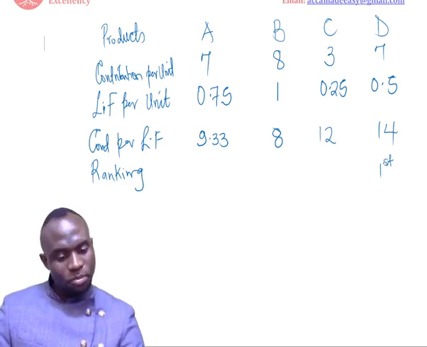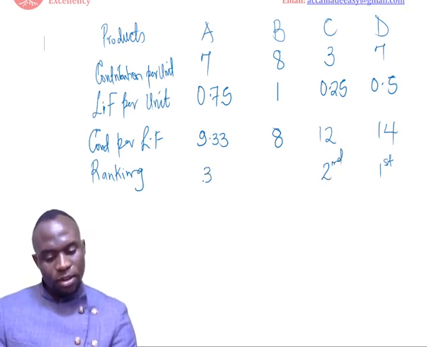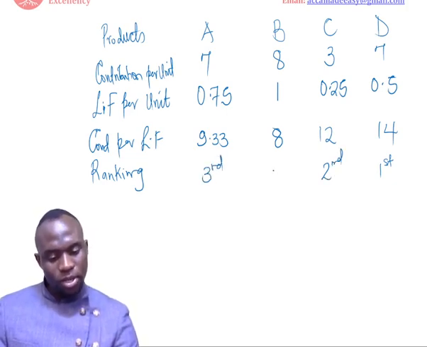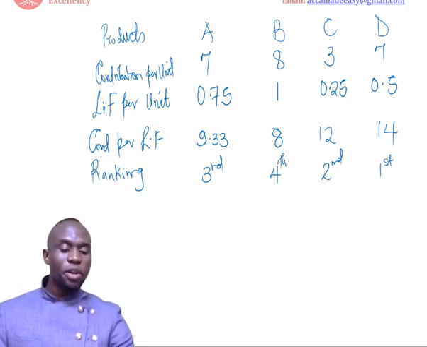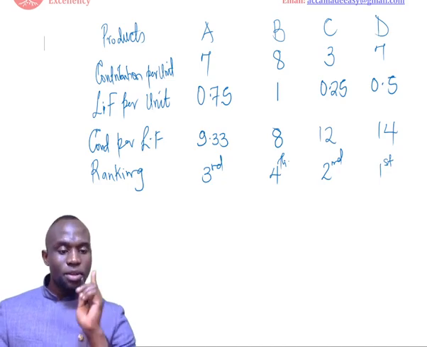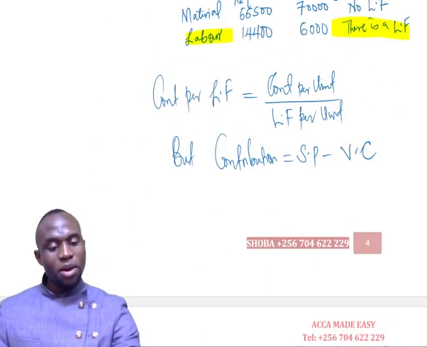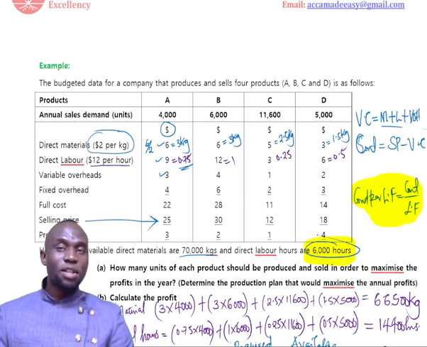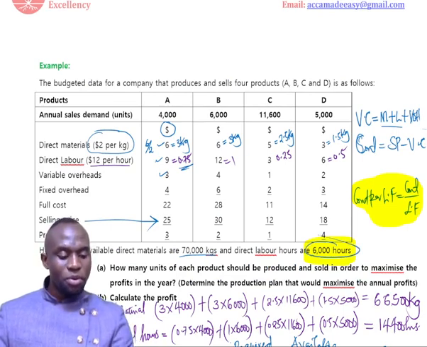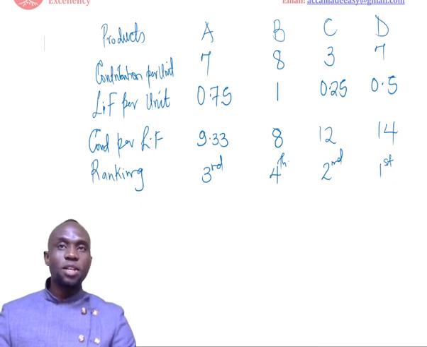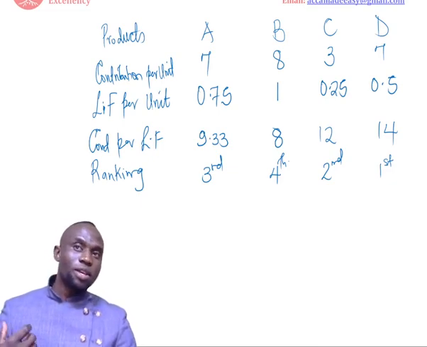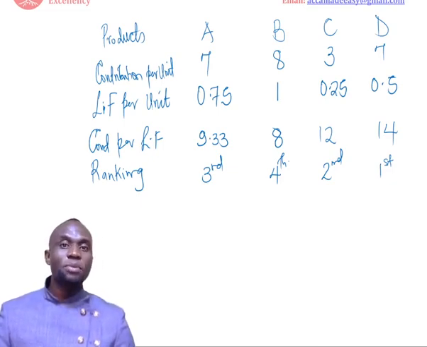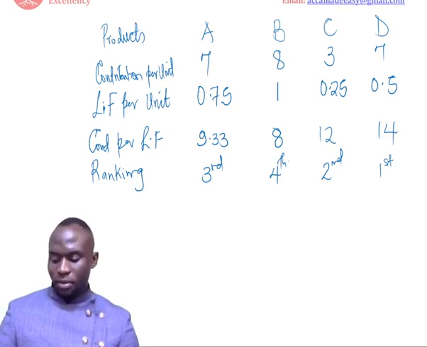Then next is product C. So this is second, this is third, and finally product B is the fourth one. Now why do we have the ranking? It is simply because the hours are not available. We only have 6,000 hours. So if we are producing, we should produce in this plan. So the next step is to calculate the production plan.